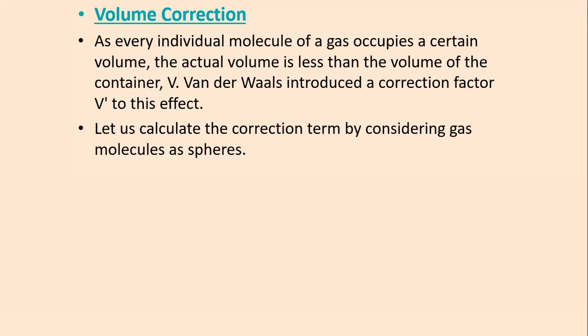If we take one gas molecule, that gas molecule will have some volume. So that actual volume is less than the volume of the container. The volume of the container and the volume of the gas present inside are not equal. The volume of the gas will be less than that of the container. So van der Waals introduced the volume correction factor. Now we are going to calculate the correction term by considering the gas molecules as pairs.